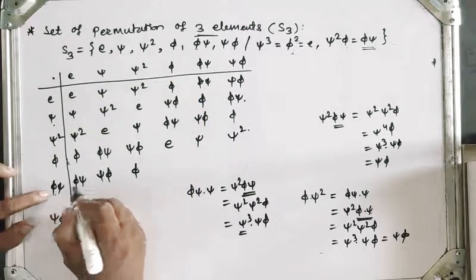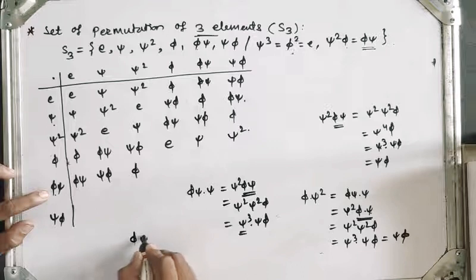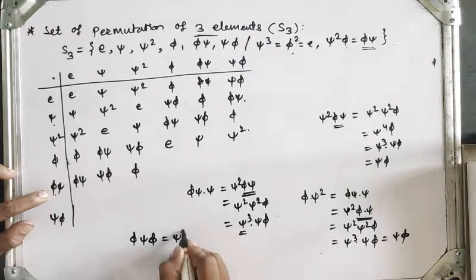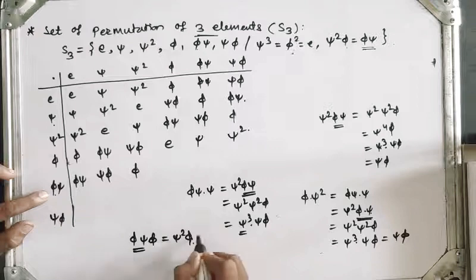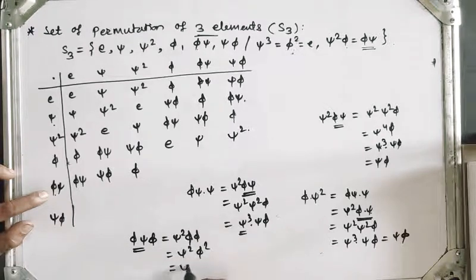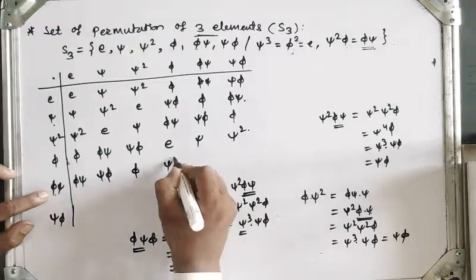So next, phi psi into psi square, so phi psi into psi square means phi psi cube identity, only remaining phi psi into phi psi into phi, which is equal to, what is the value of phi psi? Which is psi square phi, so the value of this is psi square phi into phi as it is, so phi square is identity, means only psi square.